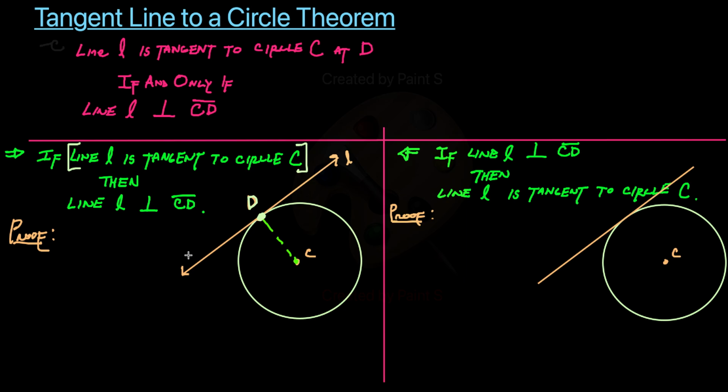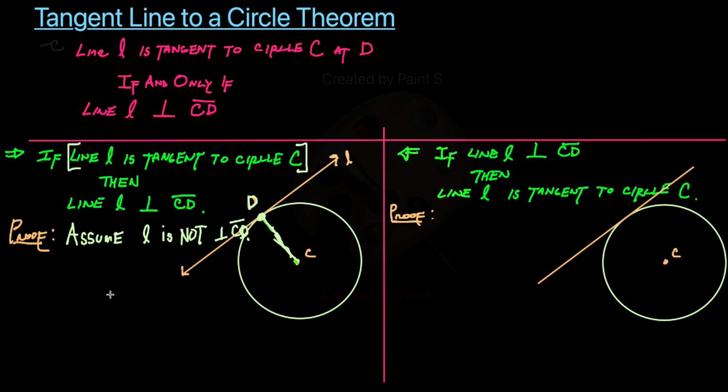Now what I need to prove is that L and CD, this line, are perpendicular to one another. And the way you go about doing that is you assume the conclusion is false, that they're not perpendicular. So assume L is not perpendicular to CD.